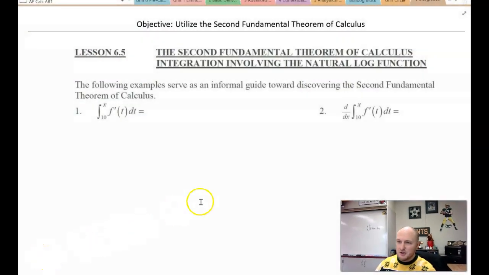Hello, welcome to this video 6-5. We're going to talk about the second fundamental theorem of calculus, as well as integration involving the natural log. Without further ado, let's go ahead and look at how the second fundamental theorem of calculus is derived.